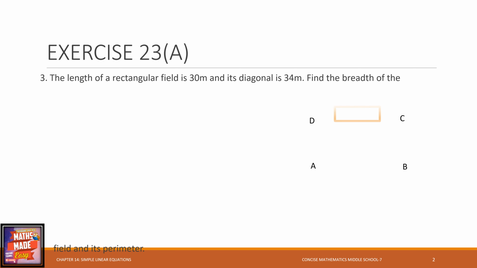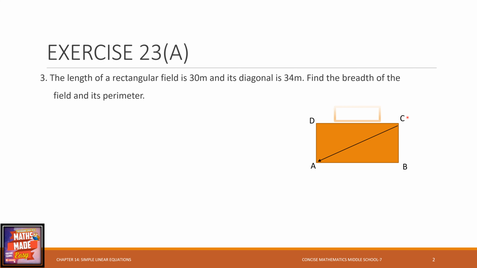Here is our third question. The length of a rectangular field is 30 meter. Here they have given the length. Let's assume this is a rectangular field and I have named it as A, B, C, D. They are saying the length is 30 meter. What is length? A to B and D to C is the length, and both are 30 meter. So this is 30 meter and its diagonal is 34.